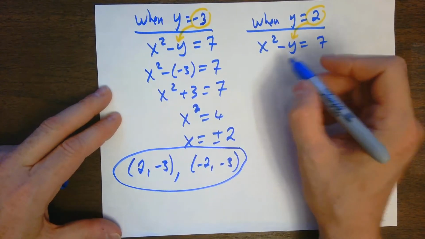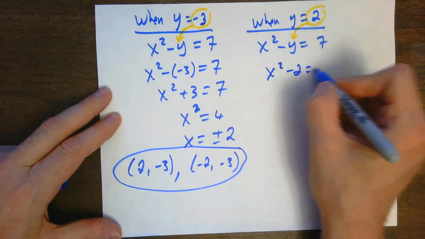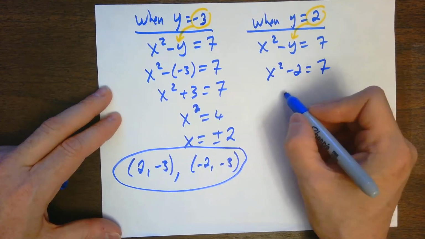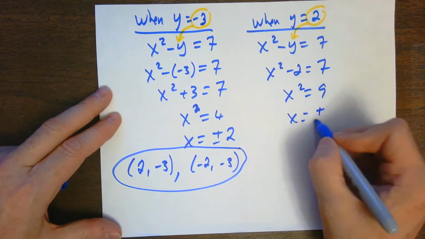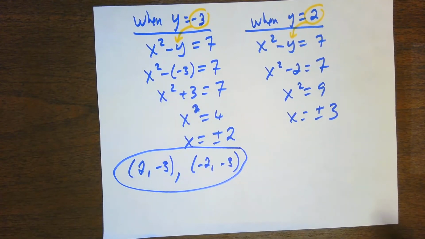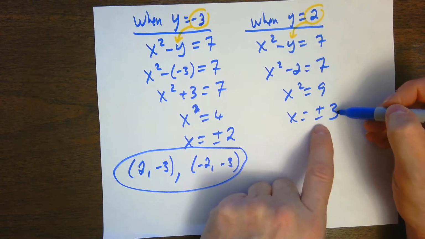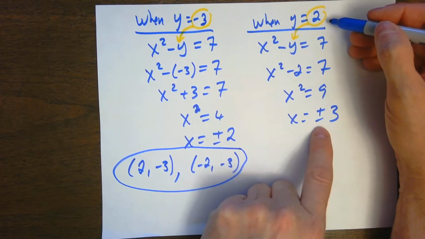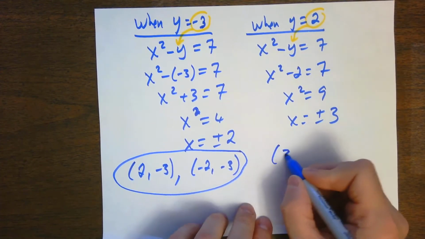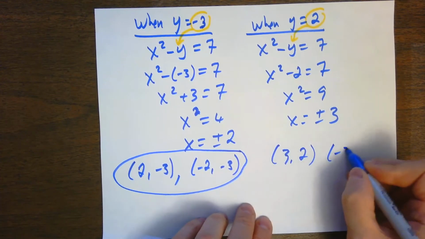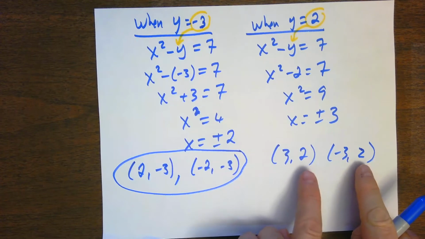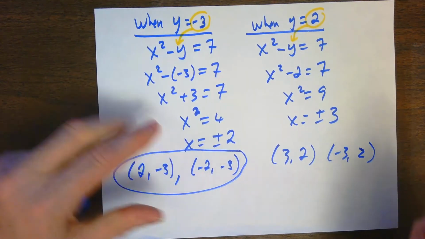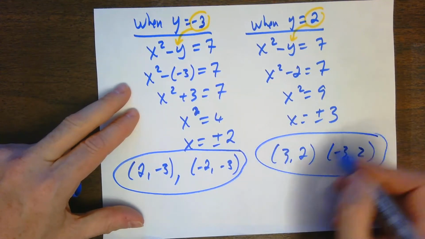What about over here? X squared minus 2 equals 7. Add 2 to both sides. X squared equals 9. Take the square root. X could equal plus or minus 3. I'm getting two different solutions of x for that solution of y. In other words, 3 comma 2 and negative 3 comma 2. When y is 2, x could be 3 or negative 3. There's another 2 solutions over there.